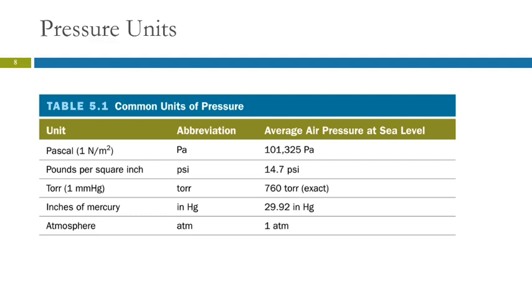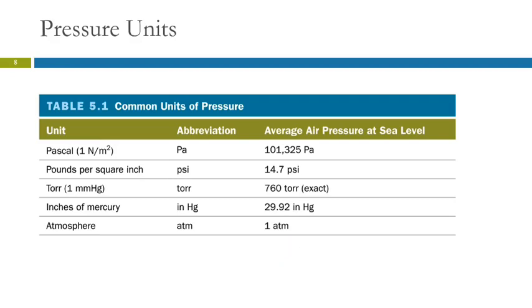So psi stands for pounds per square inch, force per unit area. A pascal is the SI unit, a newton per square meter. Those are the base units of force and area. And that's abbreviated with a Pa. So 101,325 pascals is equal to 1 atmosphere.